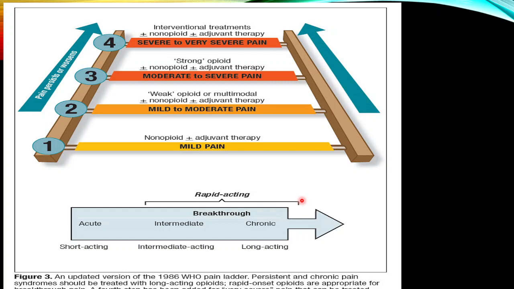First step, that is number 1, mild pain, where we give non-opioid analgesics such as non-steroidal anti-inflammatory drugs. For mild pain we give NSAIDs or acetaminophen with or without adjuvant therapy. This is ladder 1.